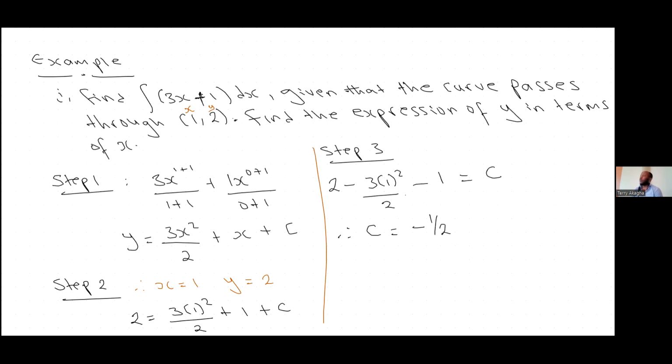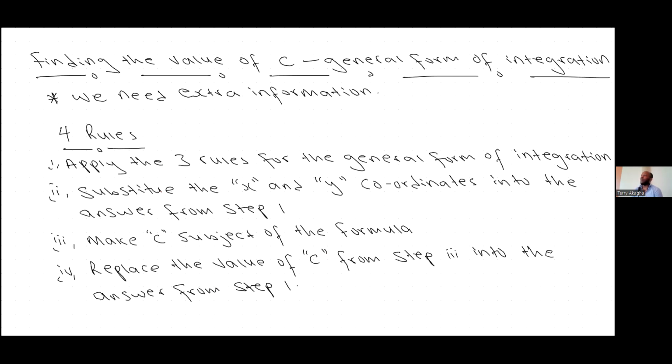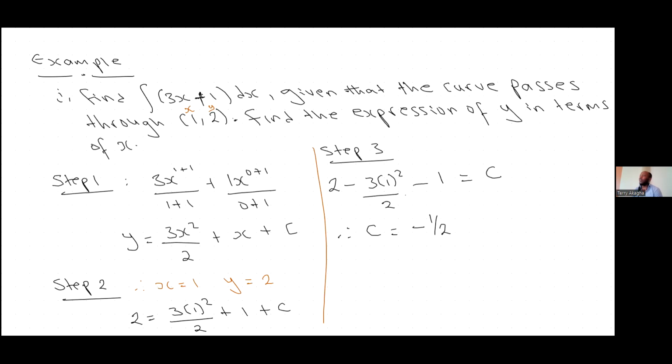So then, step 4, we'll now have to replace the value of c from the answer we got from step 1. So that means step 1, this is the answer we had. So that means the final answer for this now is going to be y is equal to 3x squared over 2 plus x plus 1 minus 1 over 2. Or basically, if you want to, because plus times minus will give you minus, so you can just write it as minus 1 over 2, and that will be the answer for that.